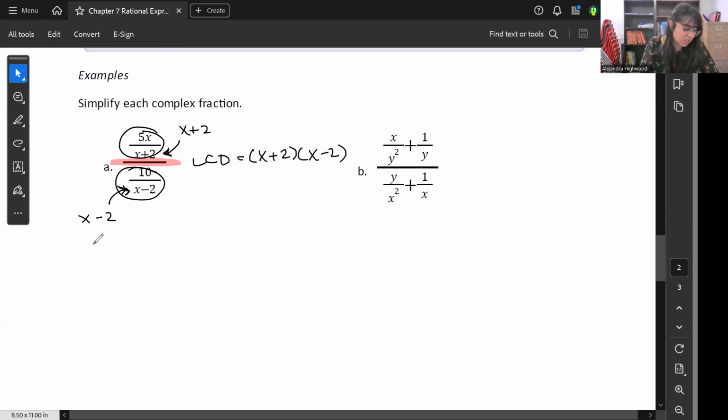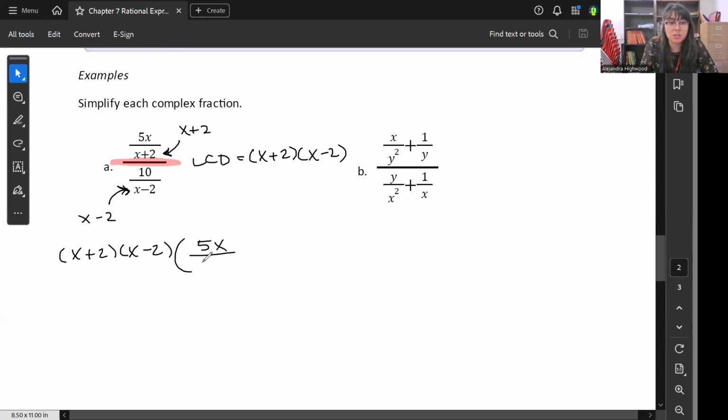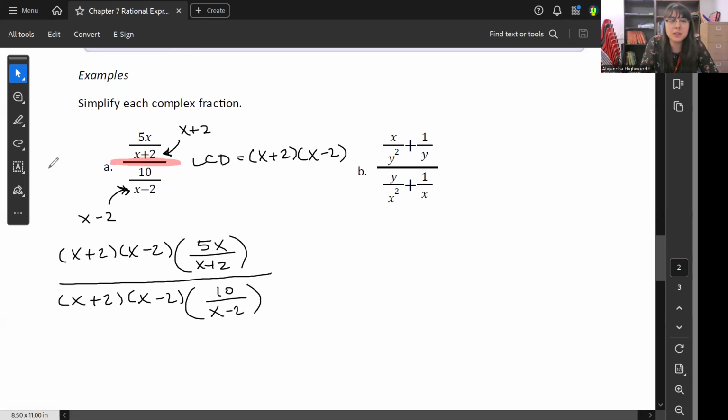So this is, like I said, going to look pretty intimidating. You're going to multiply x plus 2, x minus 2 to 5x over x plus 2. That's your numerator of the complex fraction. In the denominator of the complex fraction, you're multiplying by that least common denominator to 10 over x minus 2. By now, you probably have recognized when you multiply by least common denominators, common factors divide and cancel out. That's supposed to be a plus. That way it doesn't look like a 12. All right. Common factors cancel, they divide.